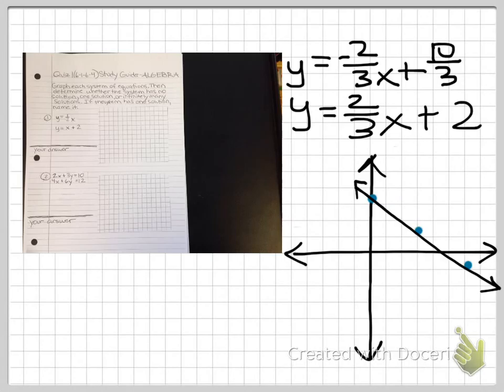And the second equation, we're going to start at 2 and also go down to the right 3. And as you can see, these are not going to cross. They're going to be parallel lines. So this would be no solution.